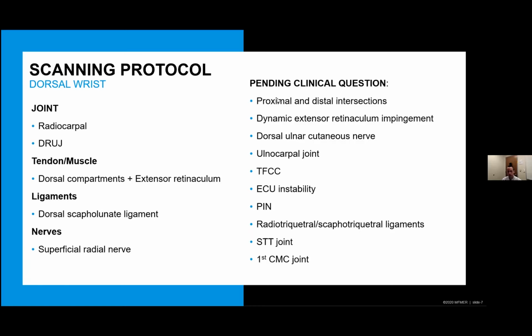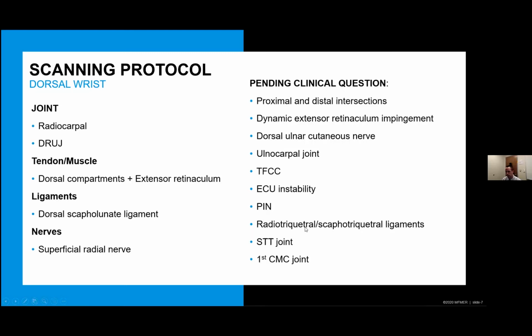But luckily, the wrist and the hand, there's lots of small structures which are really amenable to being scanned for pathology via ultrasound. So pending the clinical question, things that I've seen scanned, or I know you can scan, and I'm sure this list is not exhaustive, include the proximal and distal intersections. Based on the title of our case, we'll definitely be scanning these things today. A dynamic extensor retinacular impingement, the duct nerve, a little more ulnar-sided stuff like the ulnar carpal joint, the TFCC, ECU. You can look at the pen. You can do that when you're doing your 4th compartment scan.